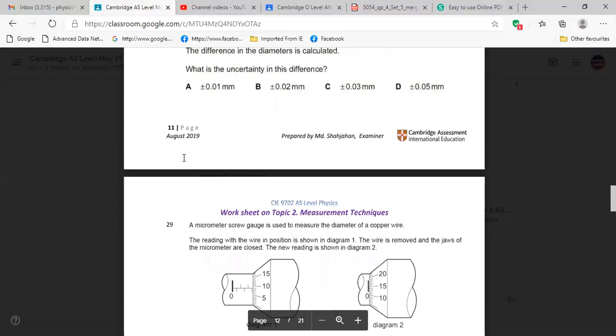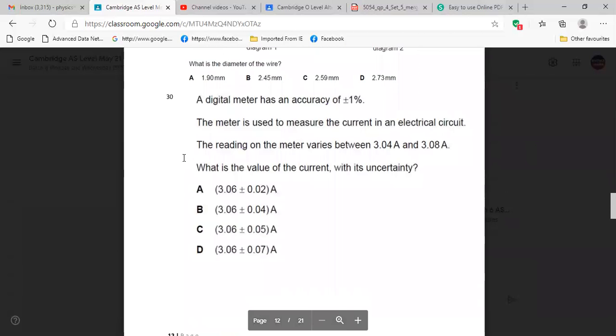Now we are going to question number 30. Can you read it please? Yes, sir. A digital meter has an accuracy of plus minus 1%. The meter is used to measure the current in an electric circuit. The reading on the meter varies between 3.04 ampere and 3.08 ampere. What is the value of the current with its uncertainty?